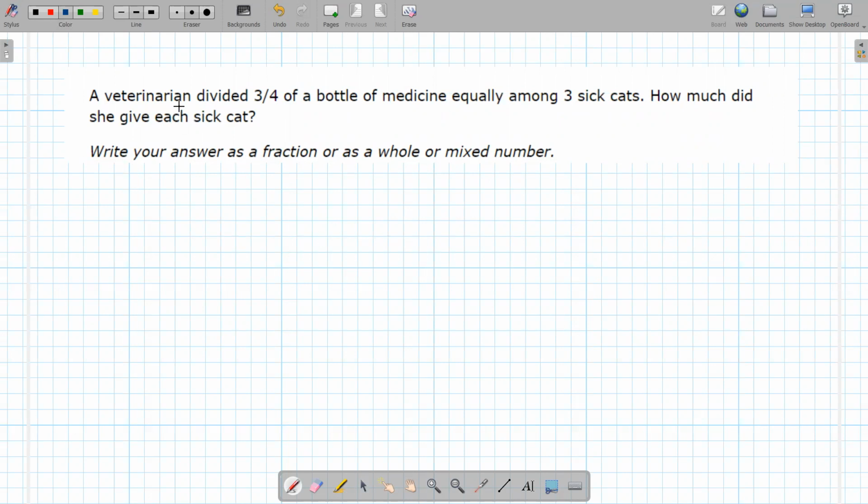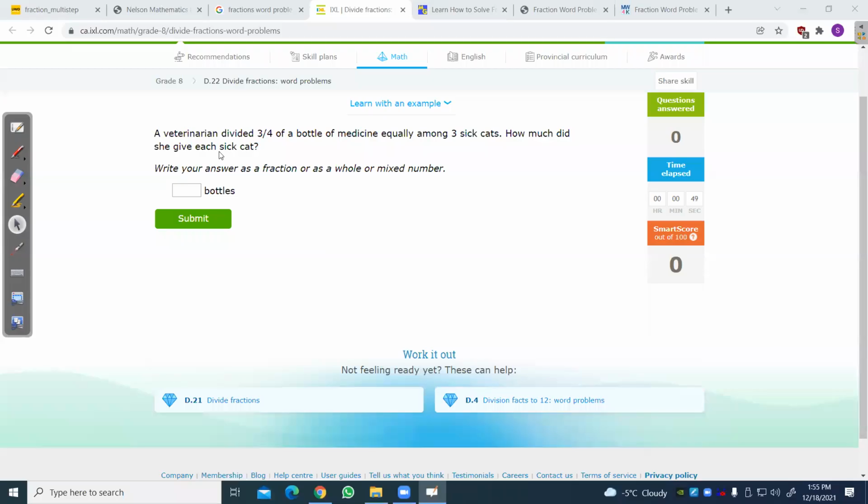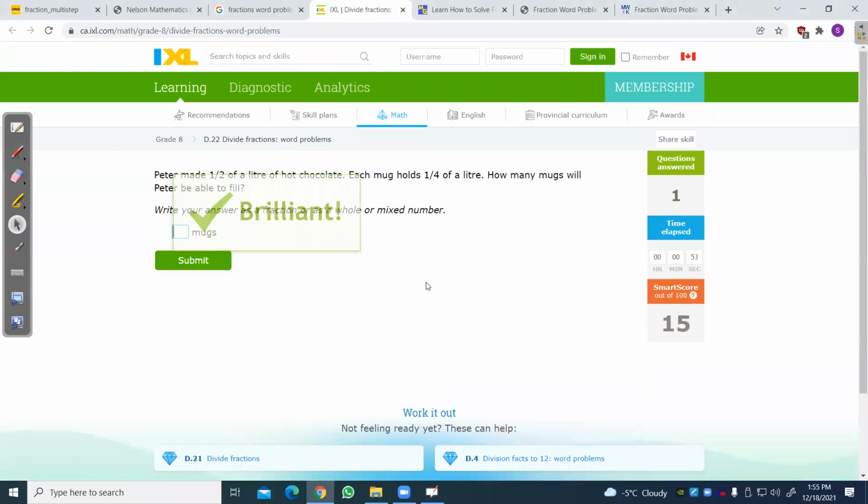Let's look at this. This guy divided 3/4 of a bottle of medicine equally among 3 sick cats. How much does she give each sick cat? So 3/4 divided by 3. Yes, 3/4 divided by 3. So that's 3/4 times 1/3, right? So 3/12. Let's check 3/12. Brilliant. All right.